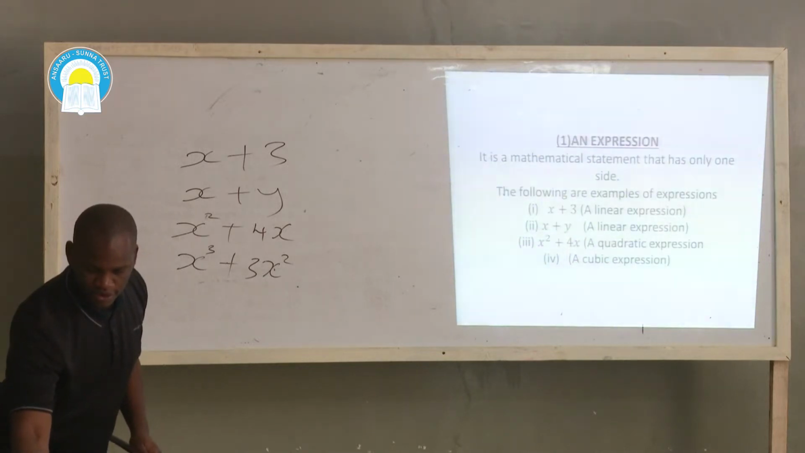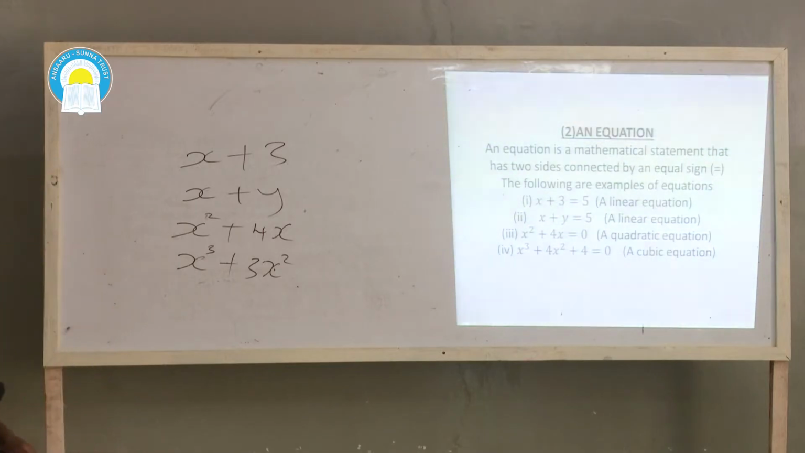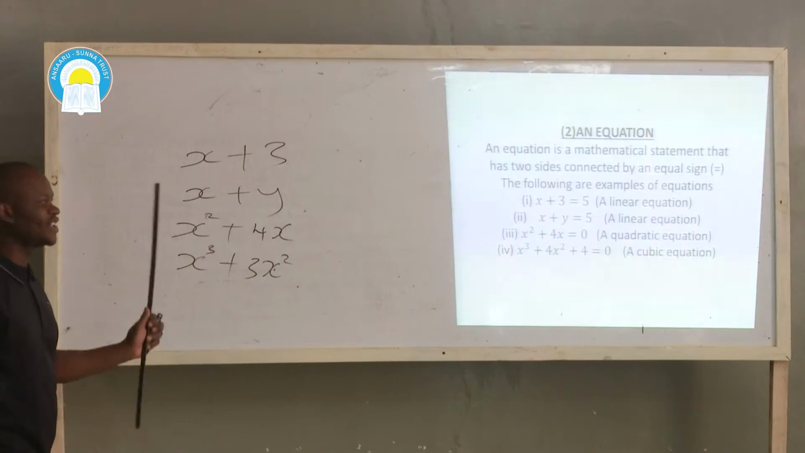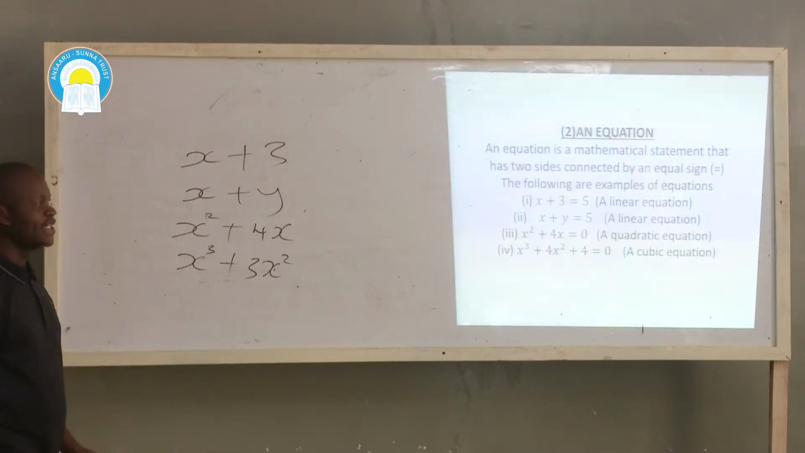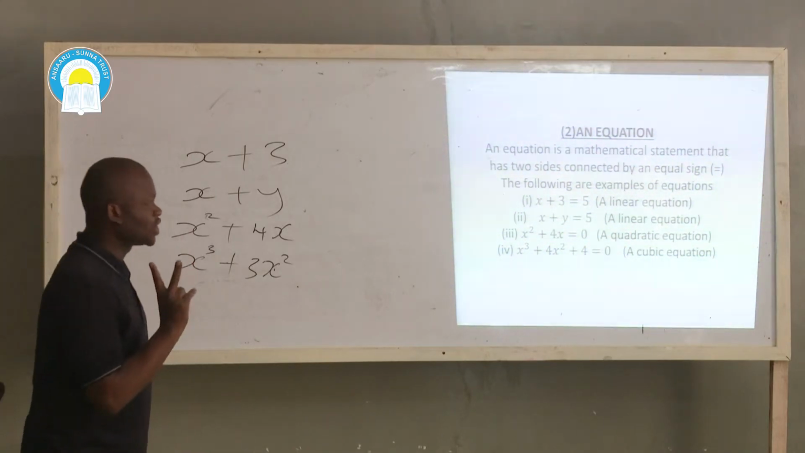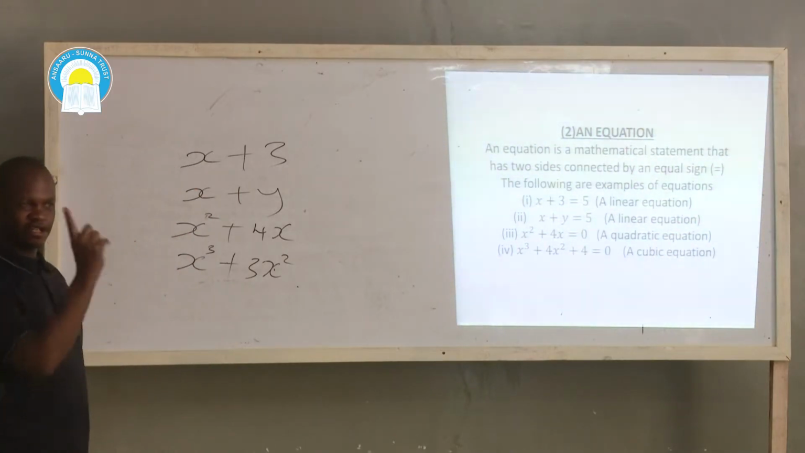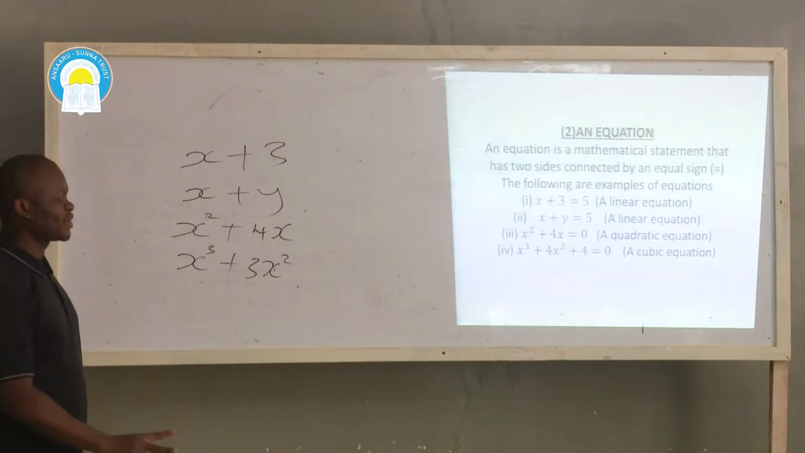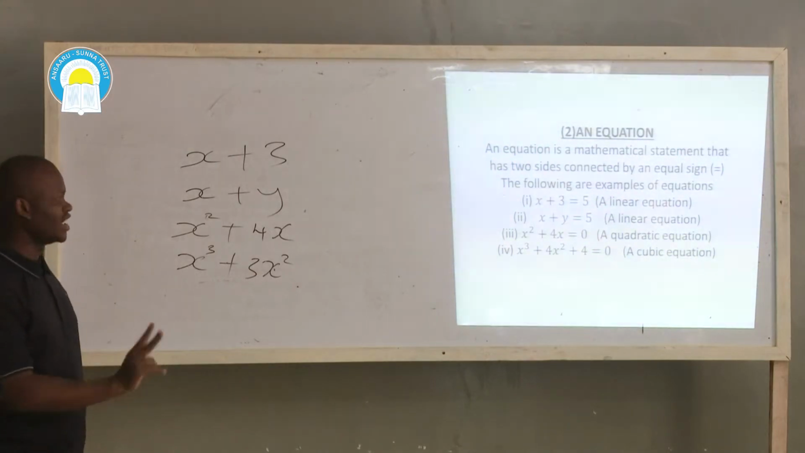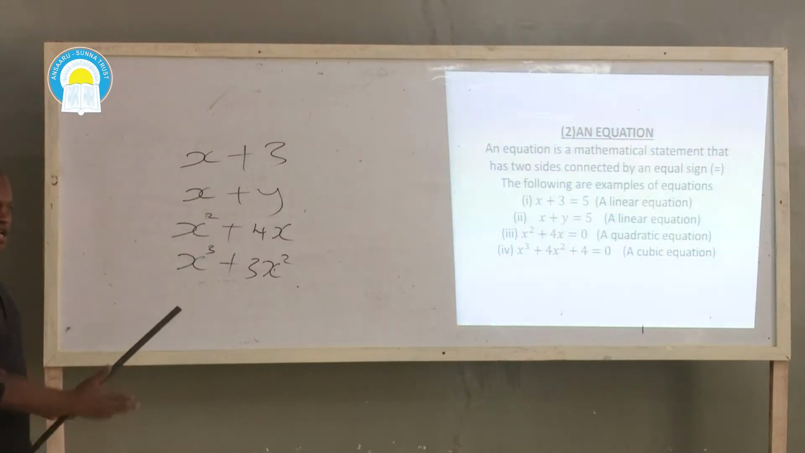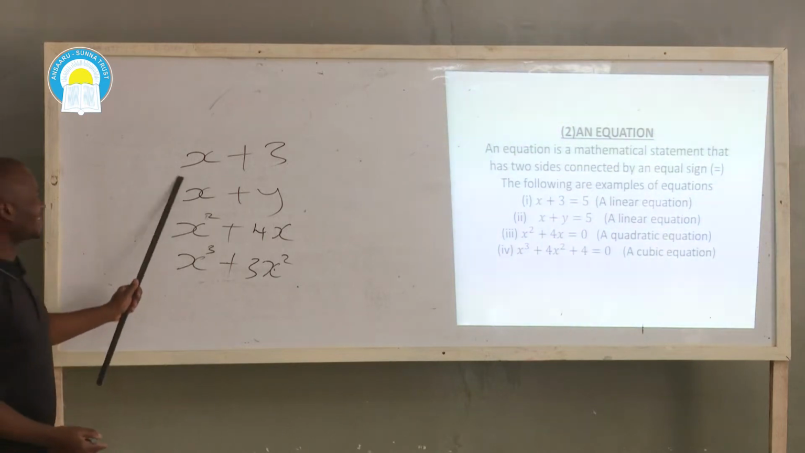Okay, so we go to an equation. Now, what's an equation? An equation is a mathematical statement that has two sides connected by an equal sign. So an expression has only one side. An equation has two sides connected by an equal sign. Now, from the expressions I've given here, I can form various equations. For example, x plus 3.